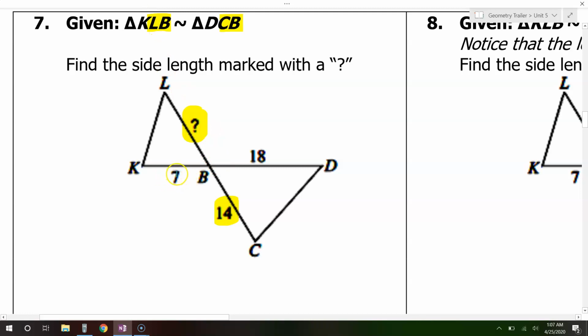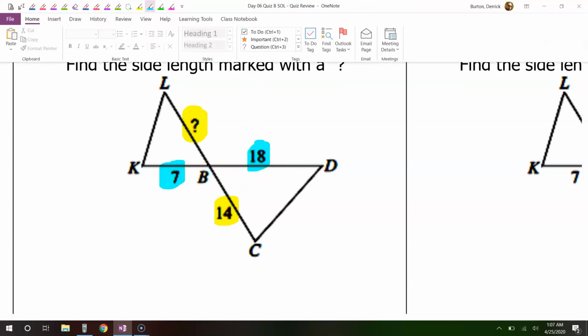Now, what about KB? KB is at the beginning and the end. So that's going to correspond with DB. And here's DB right here. So these are corresponding sides.